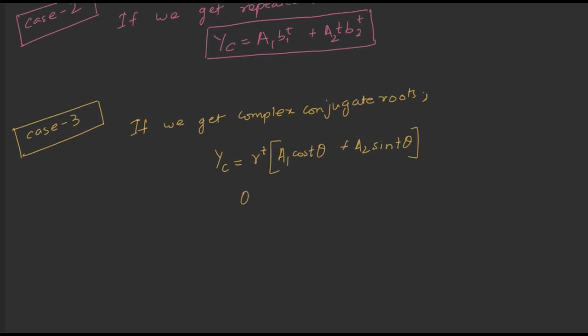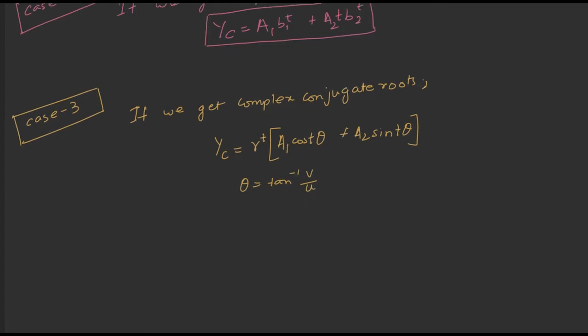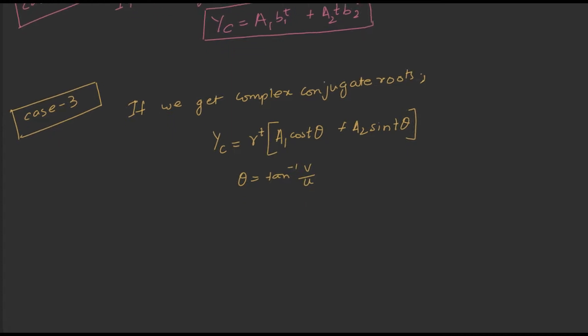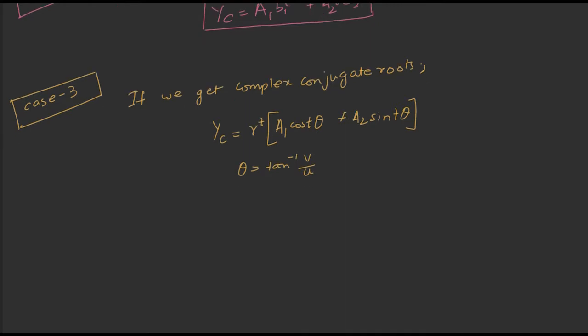We know what theta is: theta equals tan inverse of v by u, where v is the imaginary part and u is the real part. R equals root over u square plus v square, which is the modulus. We have learned this in previous classes: R is the modulus, and theta, which is the amplitude, is tan inverse v by u.